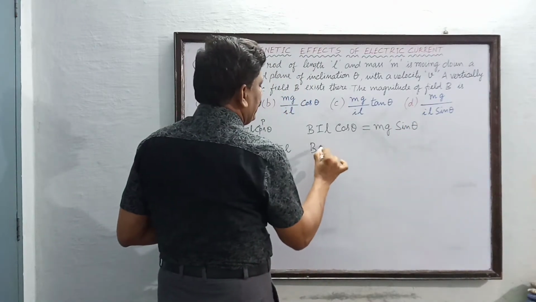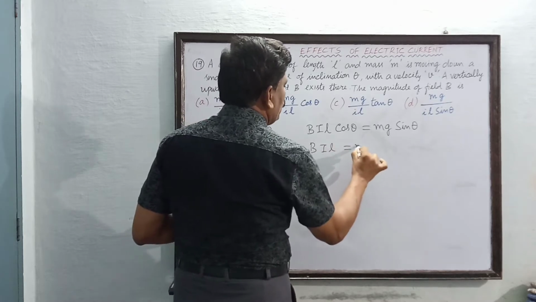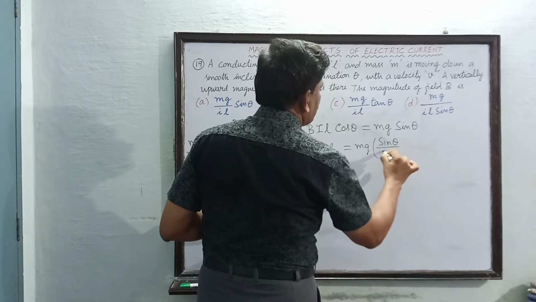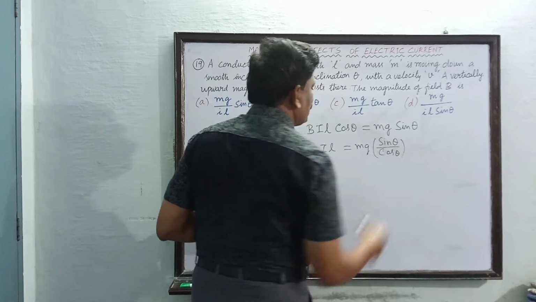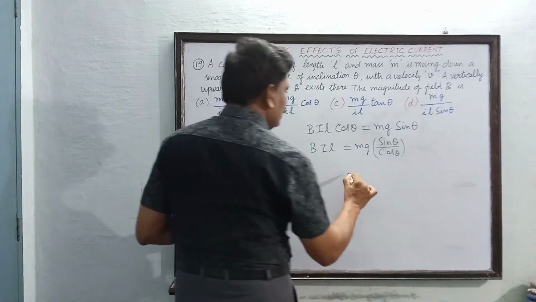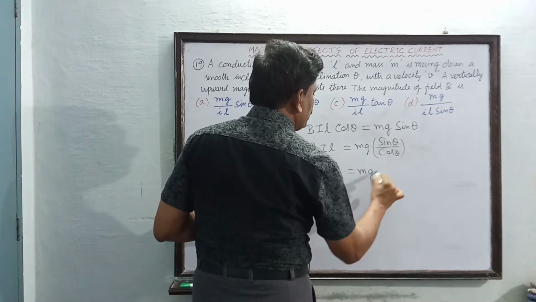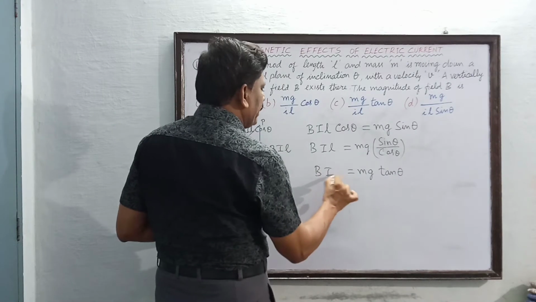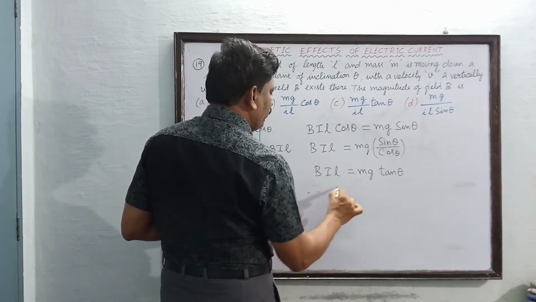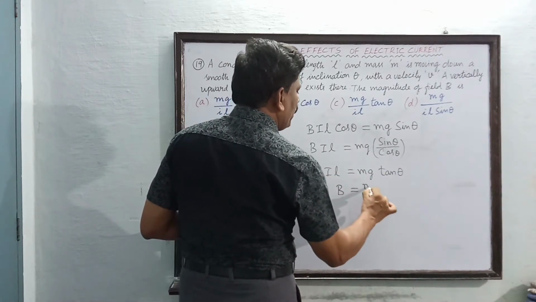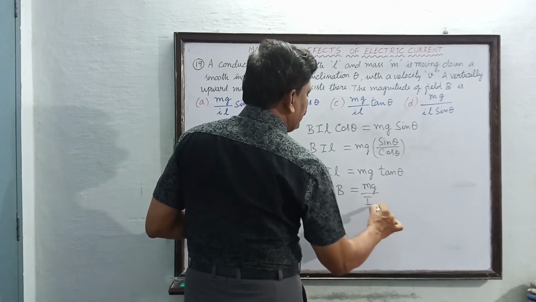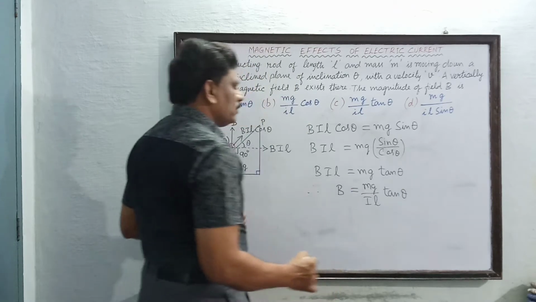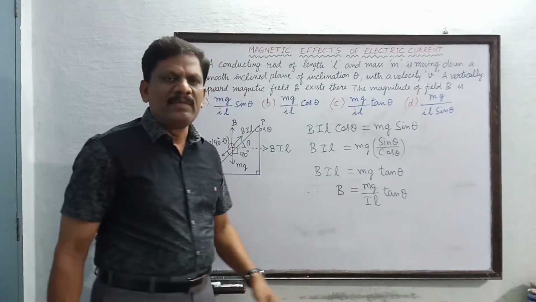So BIL is equal to mg into sin theta by cos theta. This ratio of sin theta by cos theta is also equal to what? Tan theta. So this is equal to mg into tan theta. So BIL is equal to mg tan theta. Therefore, B is equal to mg divided by I into L into tan theta. So this is the expression for the magnetic field.